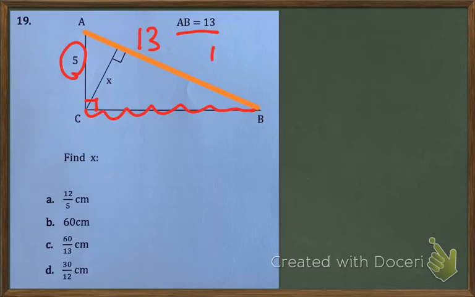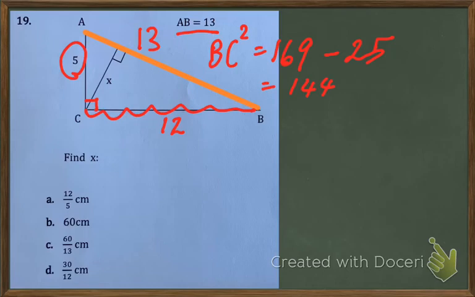And so we're going to start by saying BC squared is equal to 13 squared, which is 169, minus 5 squared, which is 25, and 169 minus 25 is 144. And therefore, BC is 12 units. That's the square root of 144.